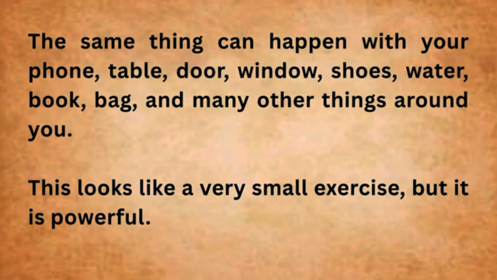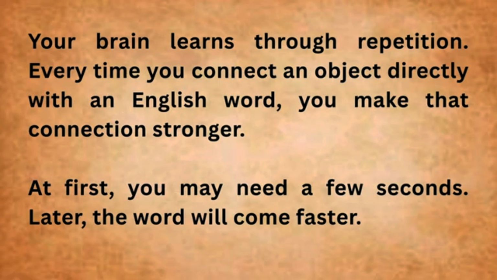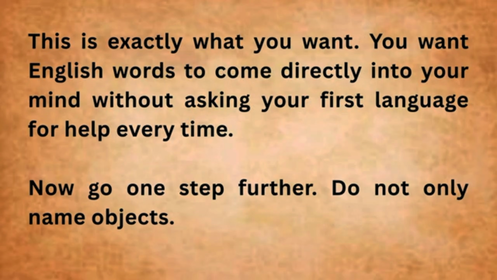The same thing can happen with your phone, table, door, window, shoes, water, book, bag, and many other things around you. This looks like a very small exercise, but it is powerful. Your brain learns through repetition. Every time you connect an object directly with an English word, you make that connection stronger. At first, you may need a few seconds. Later, the word will come faster. This is exactly what you want. You want English words to come directly into your mind without asking your first language for help every time.